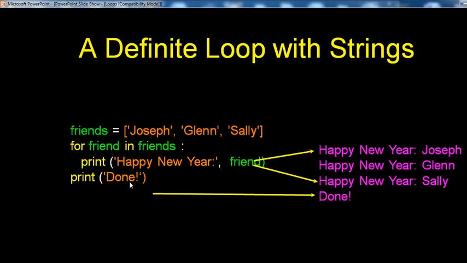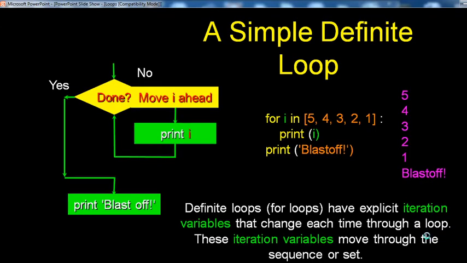What output will be generated? The friend variable takes these three names: Happy New Year Joseph, Happy New Year Glenn, Happy New Year Sally, and finally done. That means a definite loop is also possible with strings.